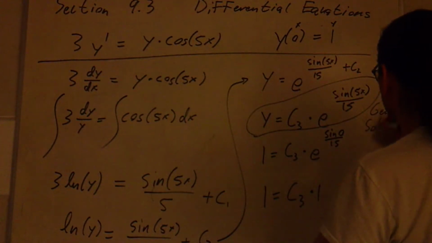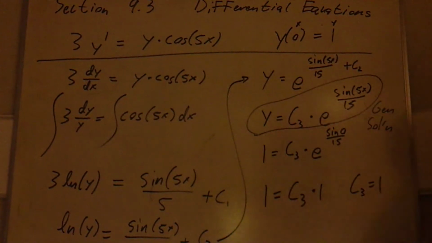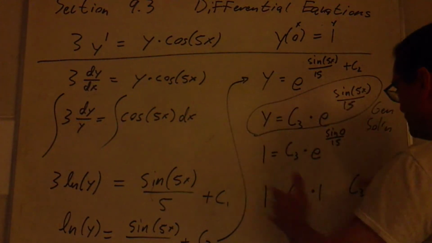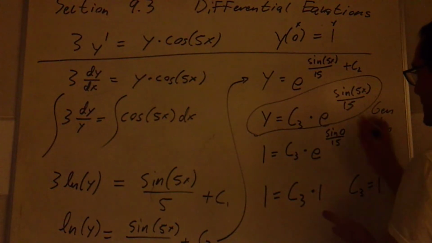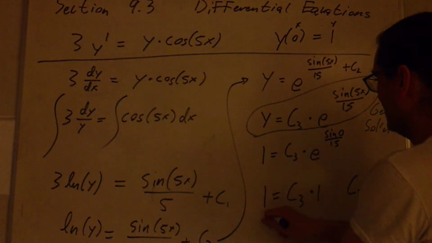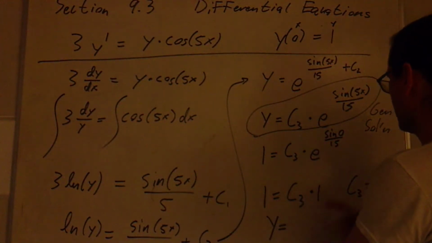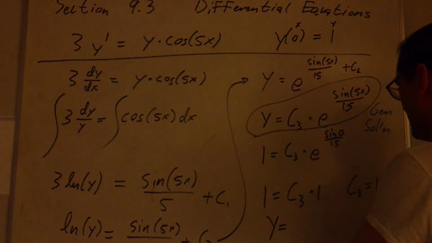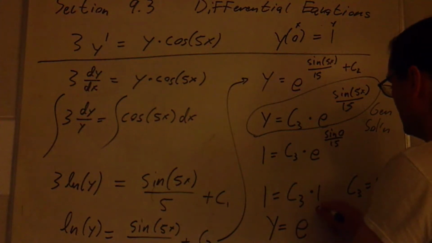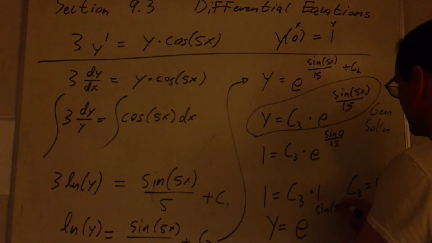General solution. So I need to rewrite this general solution but use this value for c instead of some mystery constant. So I'll say y equals, if it's being multiplied by 1, I can actually just skip that. I'll just say e to the sine of 5x over 15.